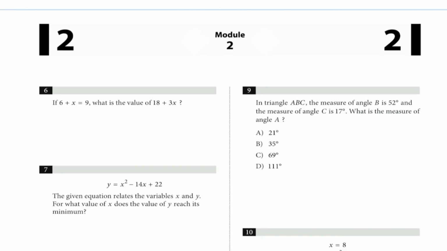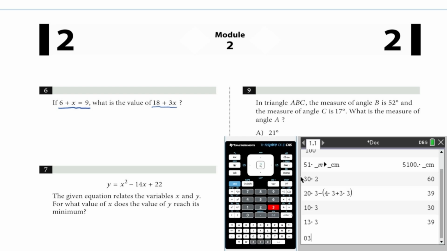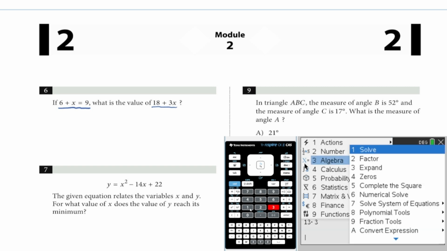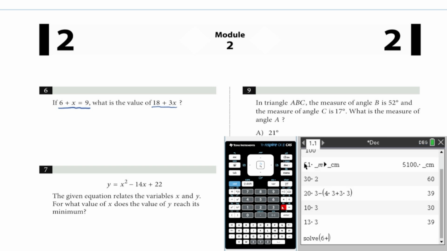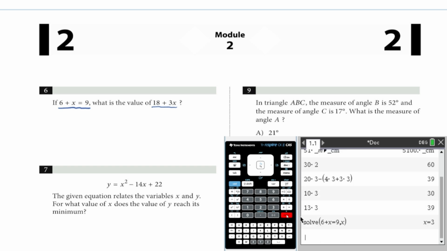All right. Number 6. If 6 plus x equals 9, what is the value of 18 plus 3x? Well, they're asking for what the value of this expression is, and it has x in it. Well, we can figure out what x is from this one equation and then plug it into our 18 plus 3x. So I'm going to solve the given equation for x. So again, I'm going to pull up the calculator. I'm going to do menu 3-1, and then it's 6 plus x equals 9, comma x. And I'll hit enter. So we get x equals 3.